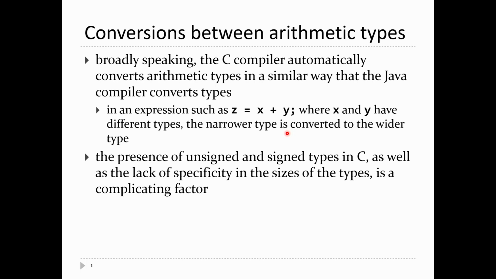Broadly speaking, the narrower type is converted to the wider type. So if x is, for example, an int and y is a long, then the value of x gets promoted to long, and then long arithmetic gets performed. That's broadly speaking what happens. Now, there's a problem in C. Compared to Java, the rules for conversion are more complicated because C has these unsigned types. There's another problem. C doesn't actually specify the sizes of the types. It only specifies the ordering of the types. So the results of what happens when you convert between types can be very different in C compared to Java.